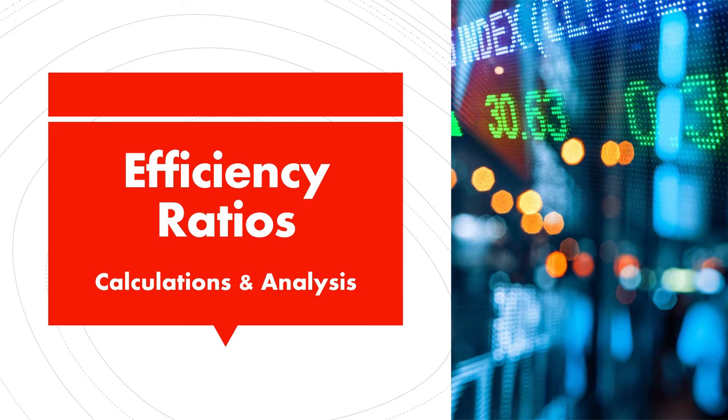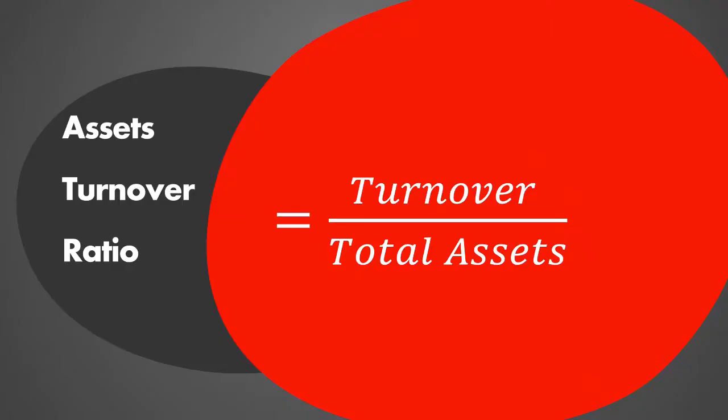In this video, I will be calculating efficiency ratios for Marks and Spencer and will be carrying out a bit of analysis on the results. So let's look at the first one, which is asset turnover ratio: turnover divided by total assets.